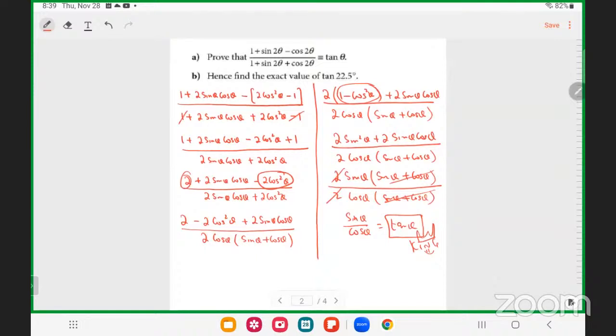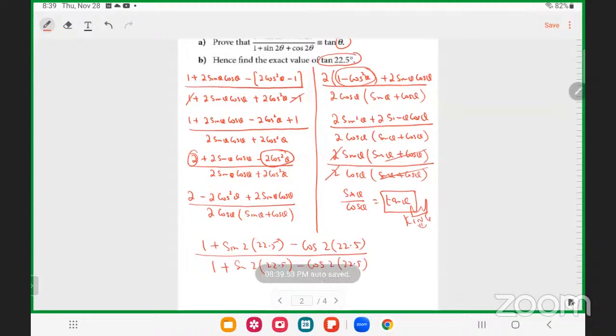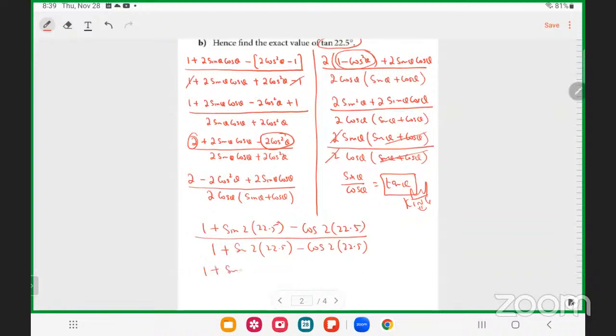Then the question says, find the exact value of tan 22.5, which means that theta is 22.5. So 1 plus sine 2 22.5 minus cos 2 22.5 upon 1 plus sine 2 22.5 minus cos 2 22.5 is same as 1 plus sine 45 minus cos 45 over 1 plus sine 45 plus cos 45.